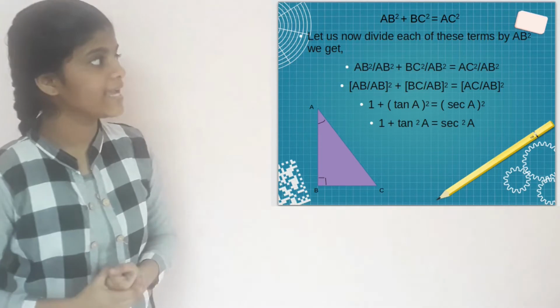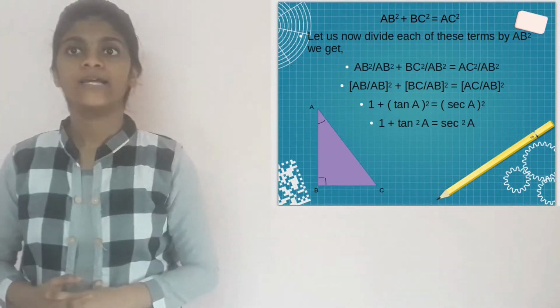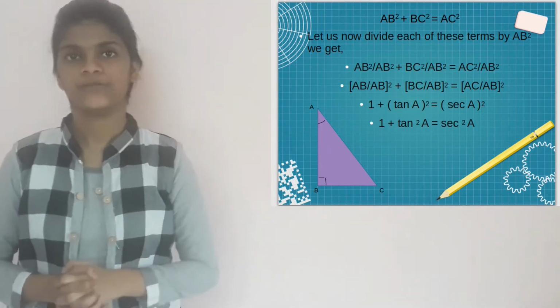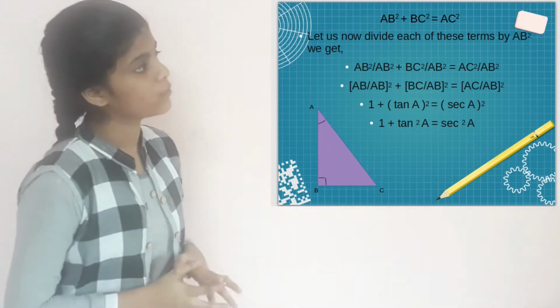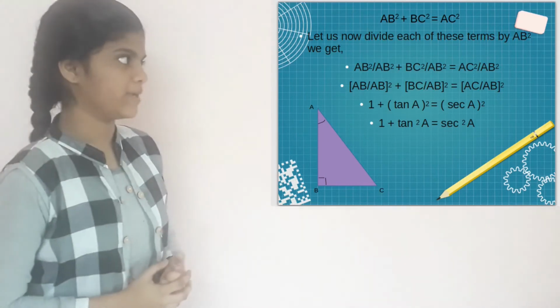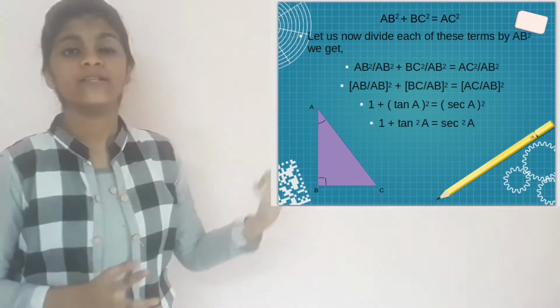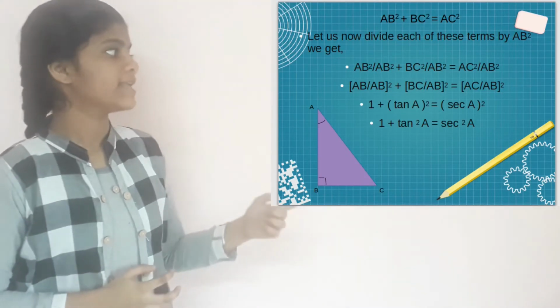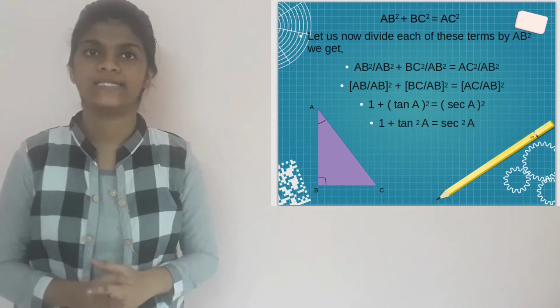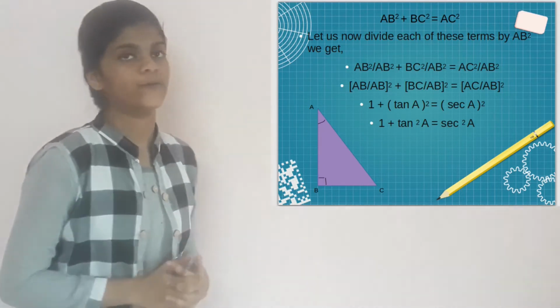Now for angle A, AC by AB means hypotenuse by the side adjacent to it. And you know, hypotenuse by adjacent side is equal to sec A. So AC by AB the whole square changes to sec A the whole square. Now again, if we are rearranging this equation, we will get 1 plus tan A the whole square, that is tan square A, and sec A the whole square, that is sec square A. So here is the second important identity: 1 plus tan square A is equal to sec square A.